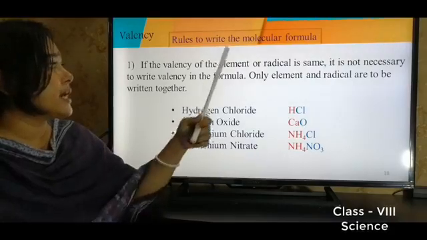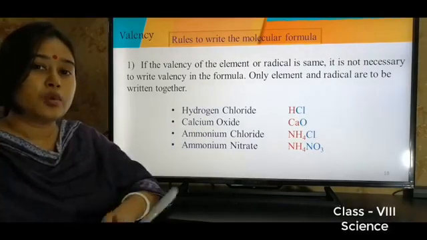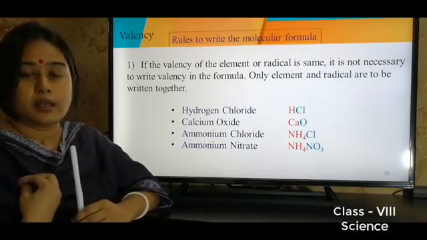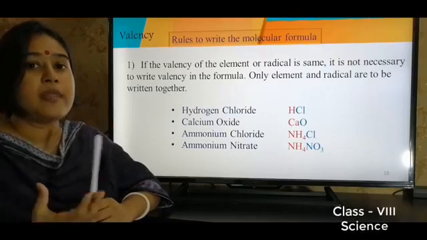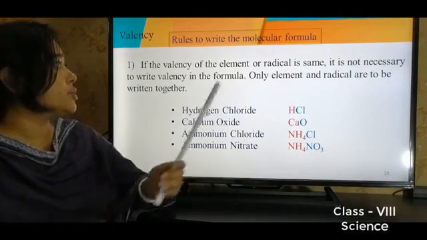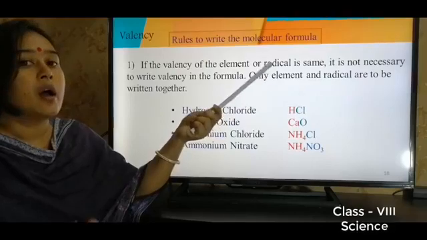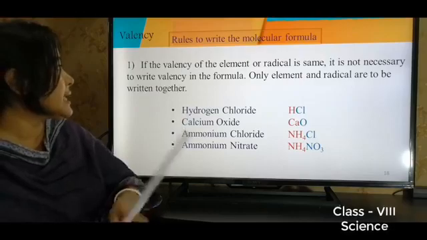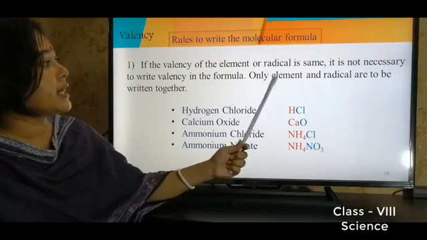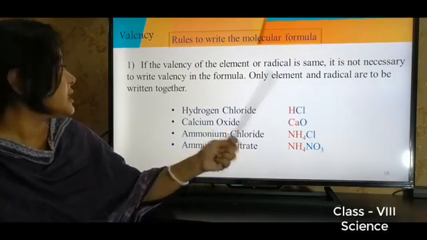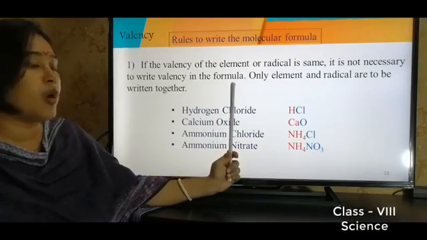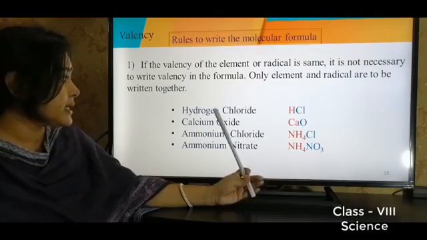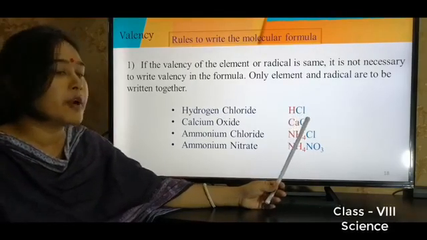Here are some rules to write the molecular formula. What is a formula? Whenever we express a compound in a short form, we call it a formula. So there are some rules whenever we write a molecular formula. Rule number 1: if the valency of the element or radical is the same, it is not necessary to write the valency in the formula. I gave this example in our previous slide, hydrogen chloride. I didn't write any number over here.